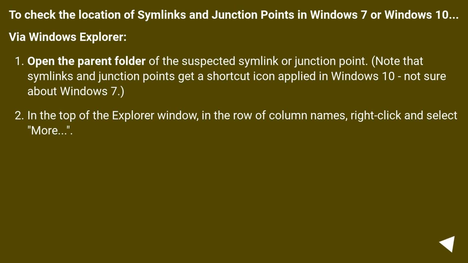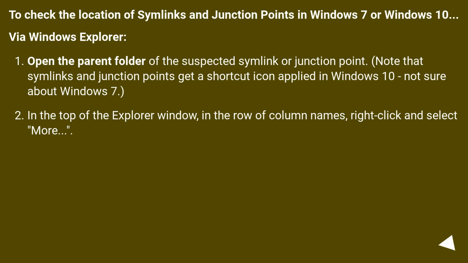To check the location of symlinks and junction points in Windows 7 or Windows 10, via Windows Explorer, open the parent folder of the suspected symlink or junction point. Note that symlinks and junction points get a shortcut icon applied in Windows 10, not sure about Windows 7.